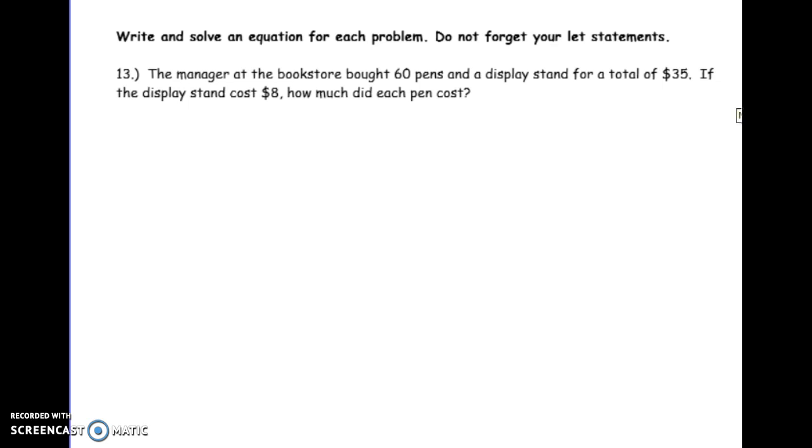Okay, 13, we've got a word problem. The manager at the bookstore bought 60 pens at a display stand for a total of $35. If the display stand costs $8, how much did each pen cost?